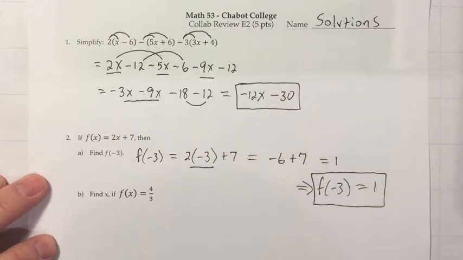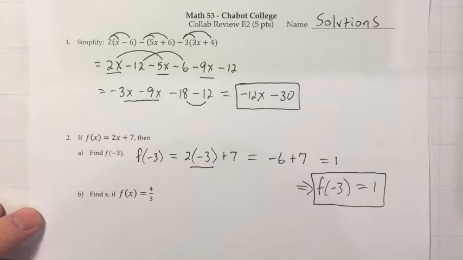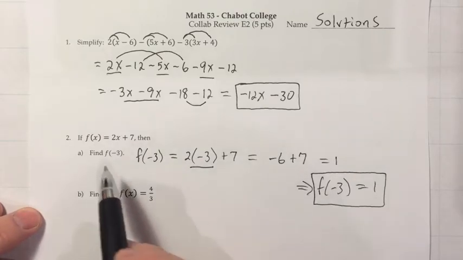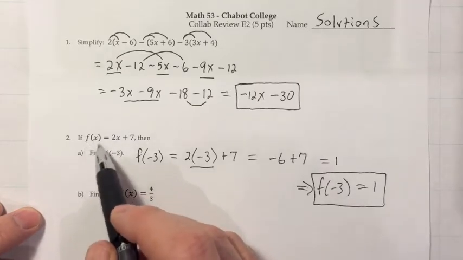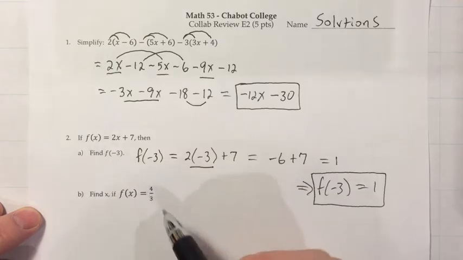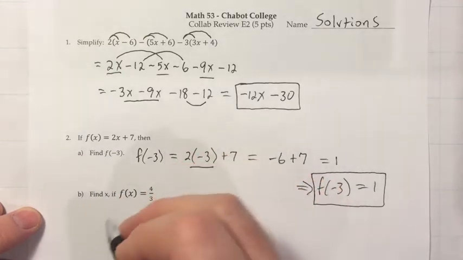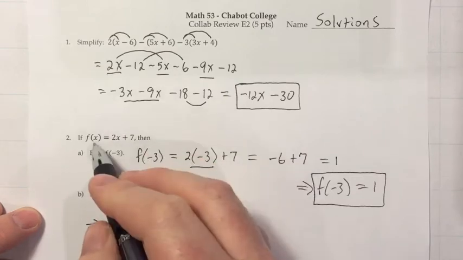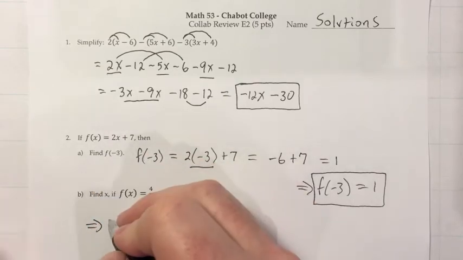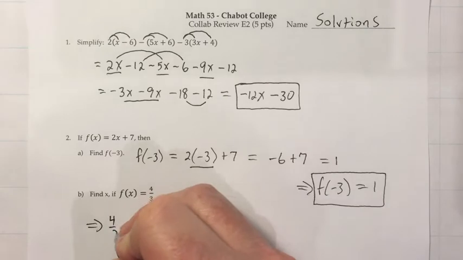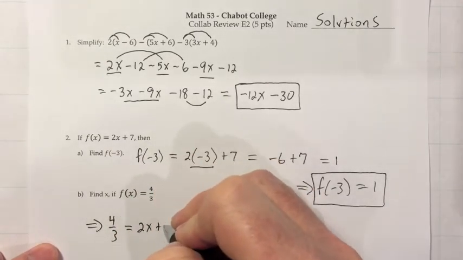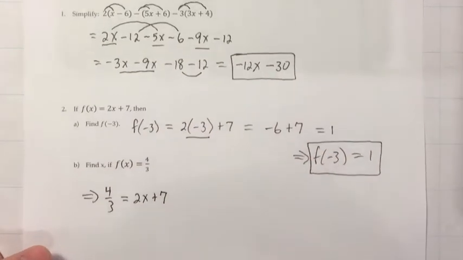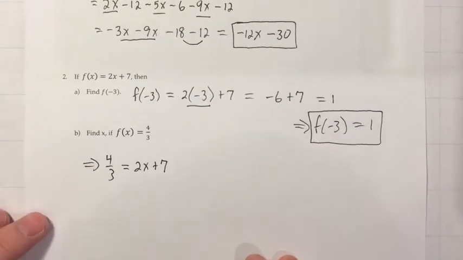Alright, and then a little different from that on part B, when they say to find x if f of x equals 4/3, notice this time the 4/3 is not in the parentheses, so that's not a value of x. They're saying f of x equals 4/3, so we're going to take this whole f of x piece and replace it by 4/3. So this is like a y value in this case. So where the f of x was right here, we're going to write that 4/3. And then we're going to set that equal to the other side, which is 2x plus 7. And now we have an equation, and our job is just to solve that equation.